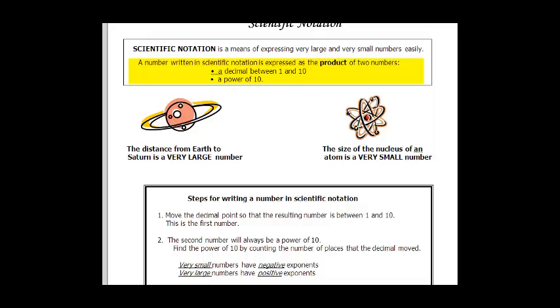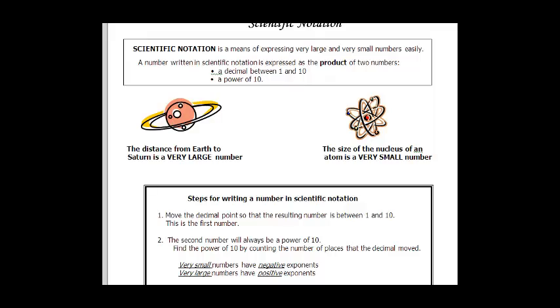A number is in scientific notation if it is expressed as the product of two numbers, one with a decimal between 1 and 10. That would be including 1 but excluding 10, so it could get very close to 10 but not include it, and then a power of 10. They are used to express very large and very small numbers.